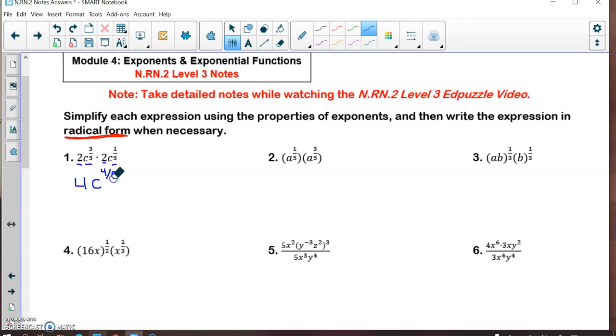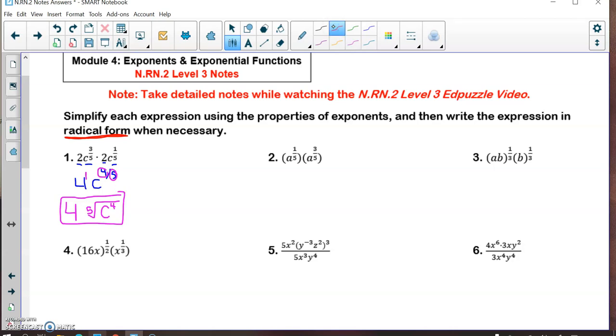Now, because the c has a fractional exponent, this will be written in radical form. The 4 is going to remain on the outside of the radical because technically the 4 has an exponent of 1, which is not a fraction. The c is going to be written in radical form, and the denominator, remember, is your index, so this is really the 5th root of c to the 4th power. And that is your answer. You cannot do the 5th root of c to the 4th power because your exponent of 4 is smaller than your index of 5.